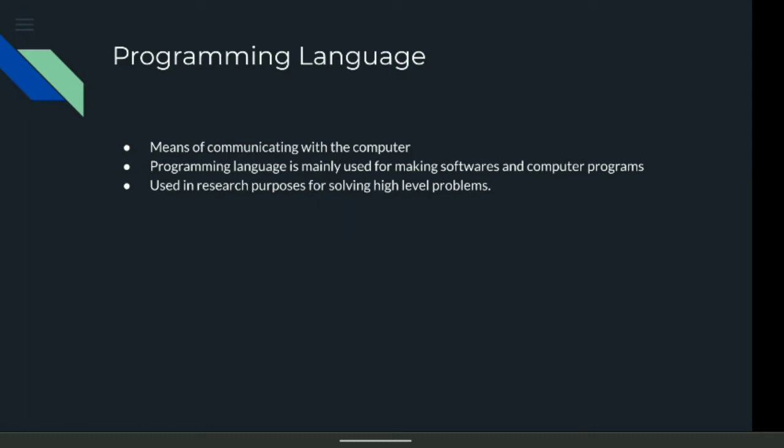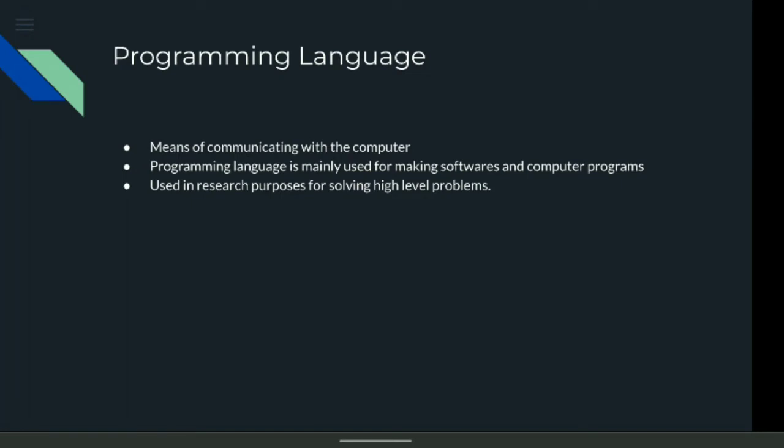Language means a means or a form of communication with different people. With language you can communicate, share your ideas with different people. So in computers, in order to communicate with the computer, you can use programming language. Programming language is a means of communicating with the computer. And number 2, programming language is mainly used for making softwares and computer programs.